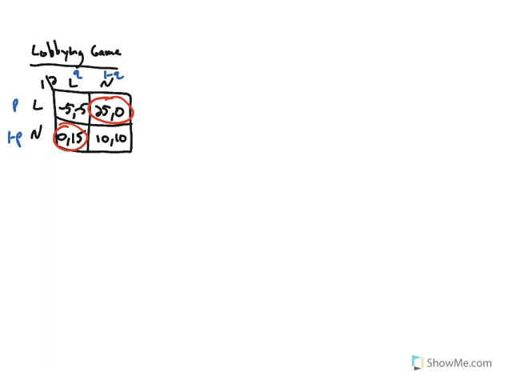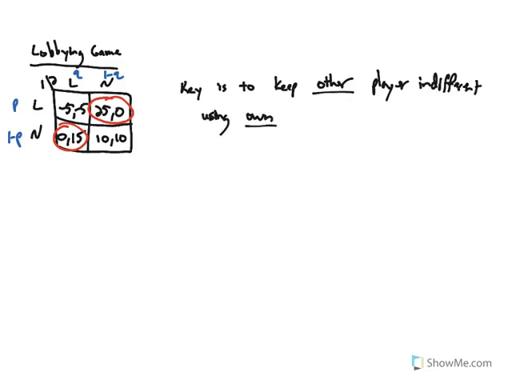Well, to keep player 1 indifferent. Now, again, this is the key. We'll write it down. Okay, so the key is to keep the other player indifferent using your own mixture. To keep player 1 indifferent, player 2 has to adopt a Q that makes L and N for player 1 give the same expected utility, right?